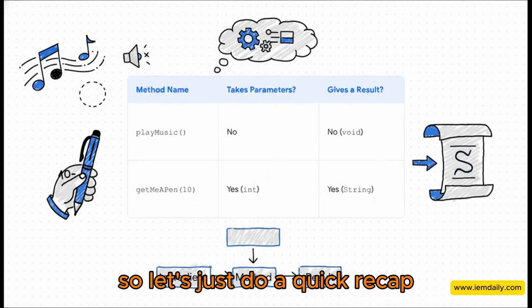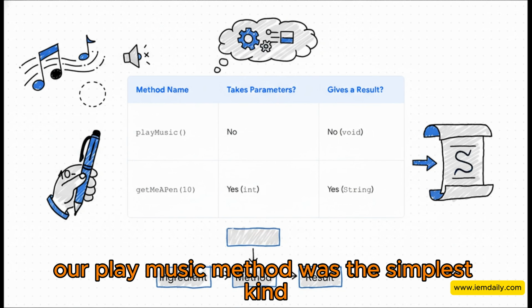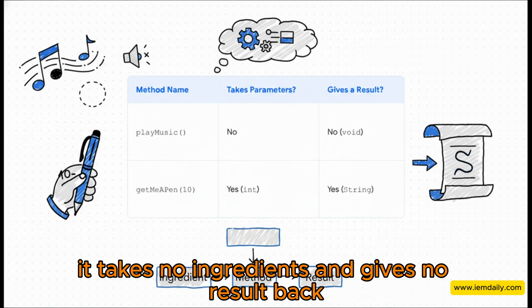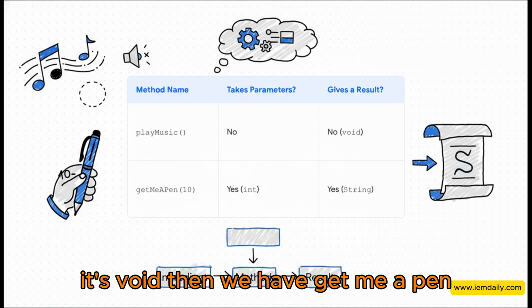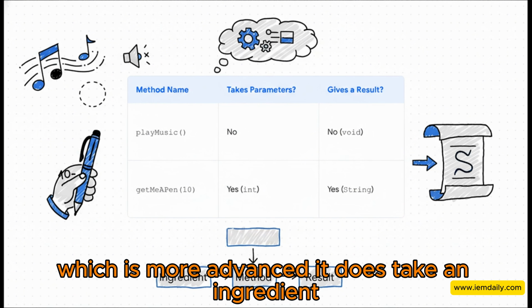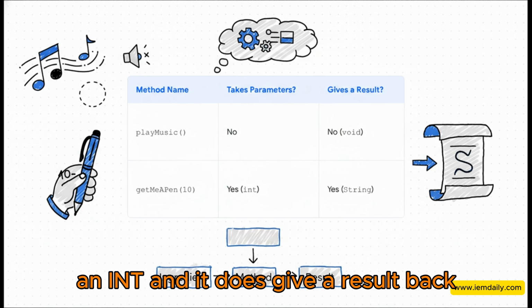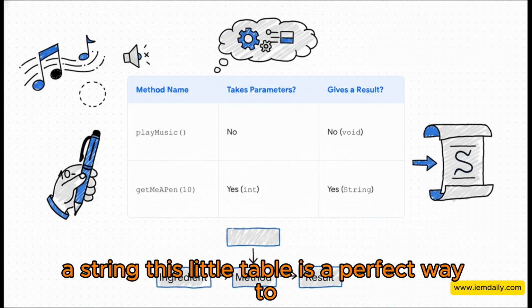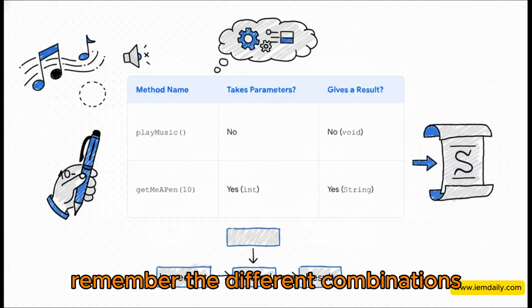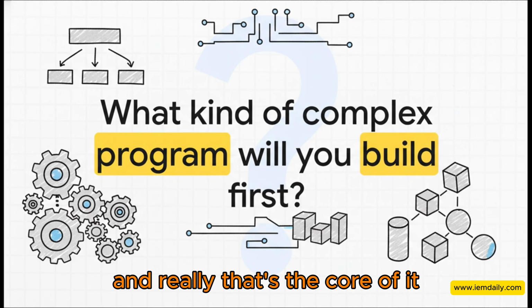So let's just do a quick recap. Our playMusic method was the simplest kind. It takes no ingredients and gives no result back. It's void. Then we have getMeAPen, which is more advanced. It does take an ingredient, an int, and it does give a result back, a string. This little table is a perfect way to remember the different combinations. And really, that's the core of it.